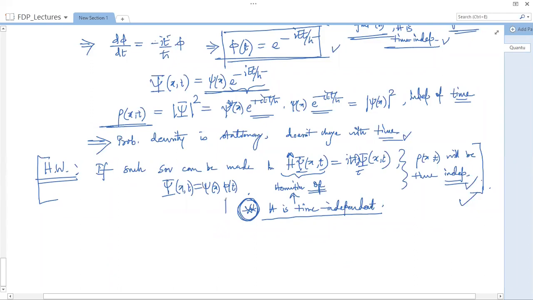Once you can separate the variables, if you can solve it by separation of variables, then there will be a stationary state. At least for the Schrodinger equation, the probability will always be time independent. If you have a time independent Hamiltonian, you will always be able to find the stationary states. Is your question clear?